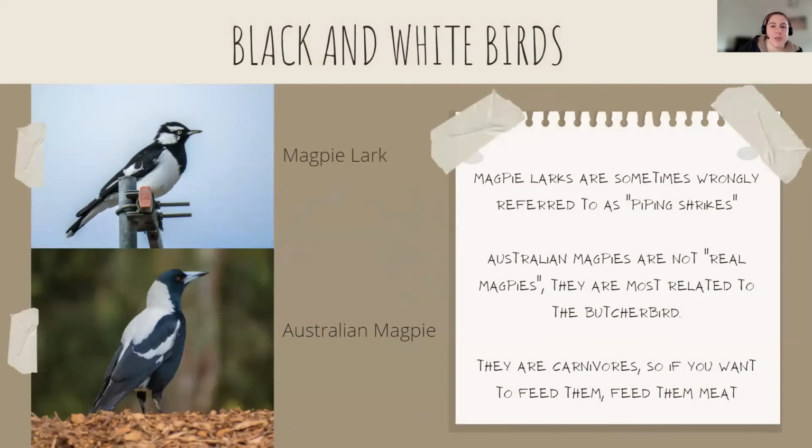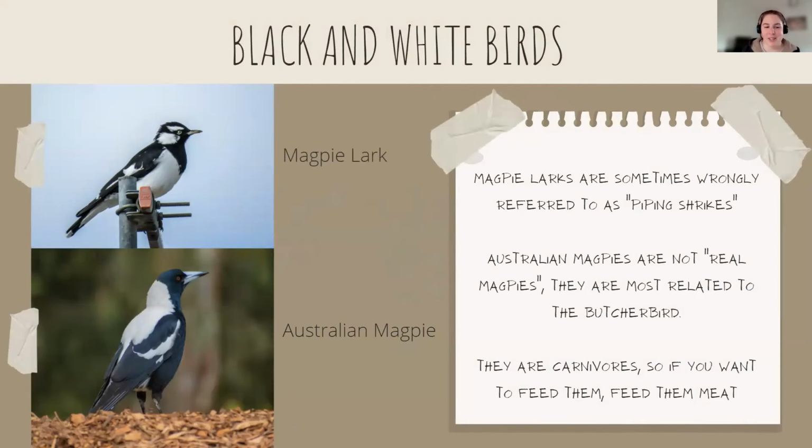Then I wanted to go through the black and white birds. So we have two here. We have the magpie lark and the Australian magpie. I come from South Australia, and the piping shrike is the icon, the state emblem. But there's no such thing as a piping shrike. It is actually a magpie lark. They're about half the size of a magpie.